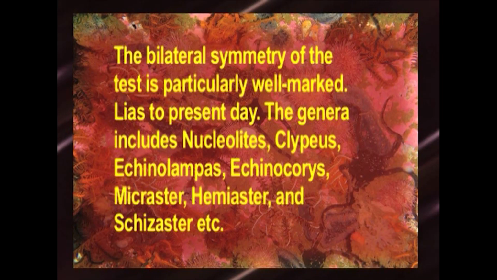petaloid or subpetaloid, the plates simple, anterior ambulacral often different from others. The bilateral symmetry of the test is particularly well marked. Lias to present day is the age range. The genera include the Nucleolites, Clypeus, Echinolampas, Echinocorys, Micraster, Hemiaster and Cyclaster, etc.